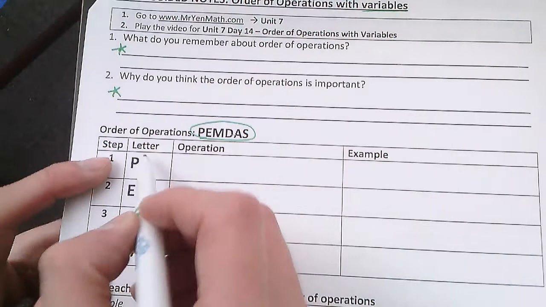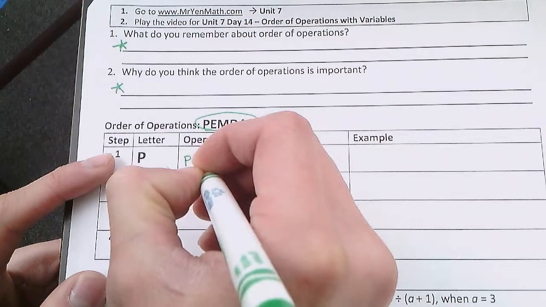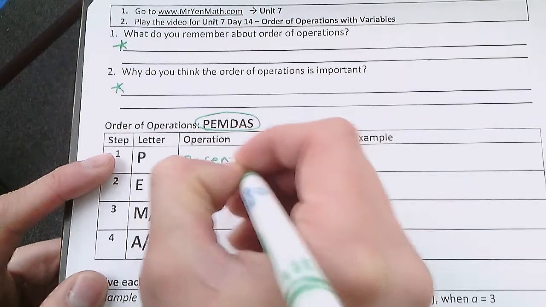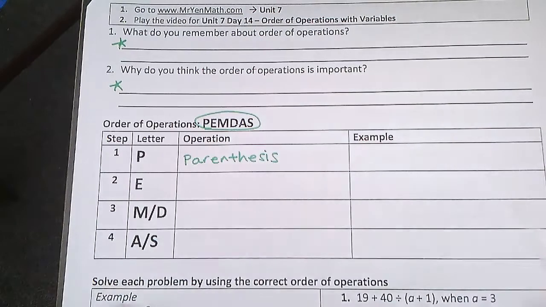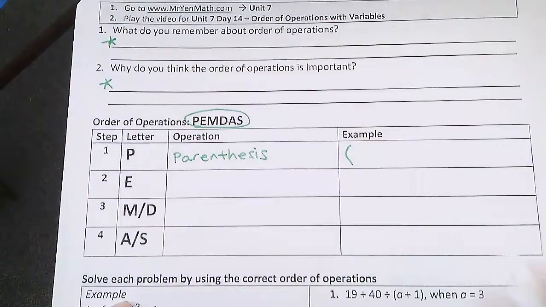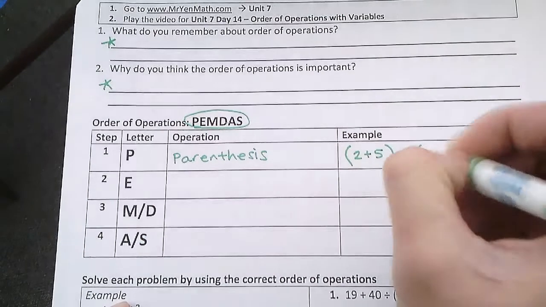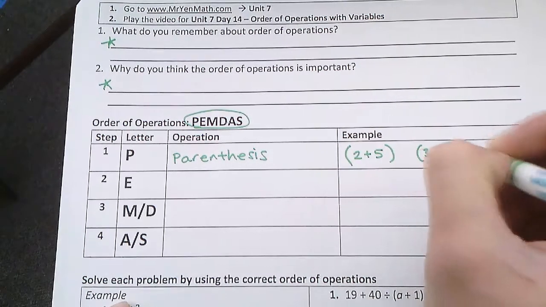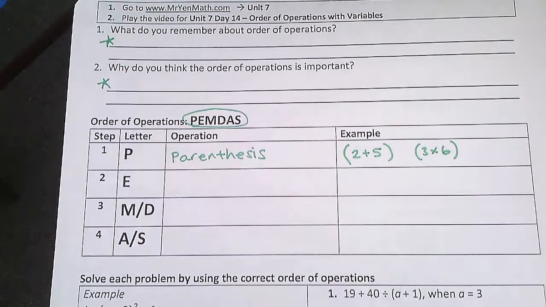The P in PEMDAS is what we do first. P stands for parentheses, so let's write that, parentheses. Right, and that's like when we have something like that, right? And we might have 2 plus 5 on the inside, or maybe we might have 3 times 6 on the inside. So we would solve what's inside the parentheses first.